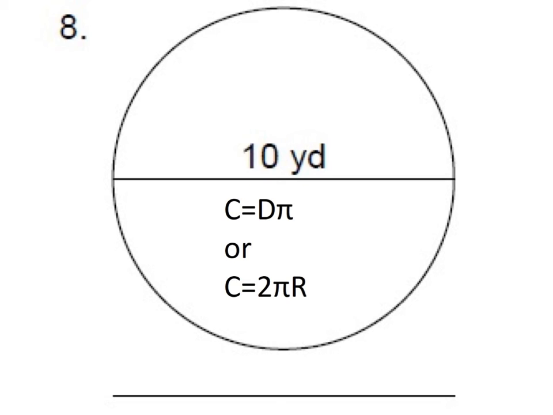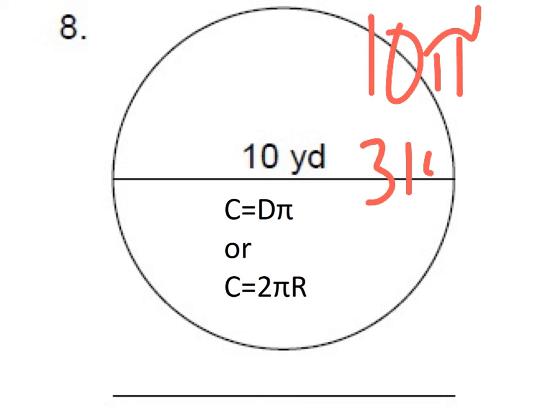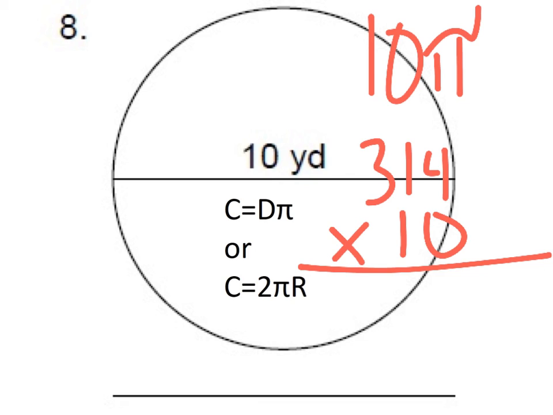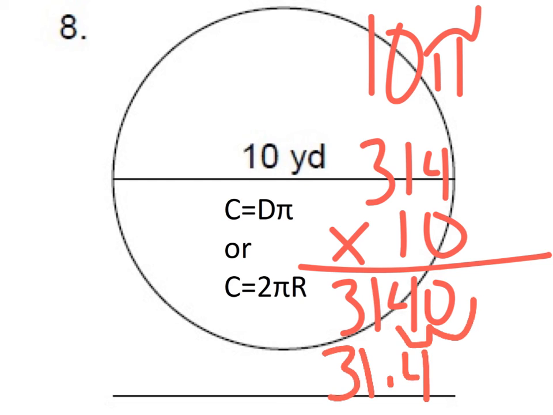Okay, same thing as before. 10 pi. 314 times 10. And if you're familiar with place value, that just means 3,140. And then since we moved the decimal twice to the right originally, we're going to move it twice to the left. So the answer is 31.40 yards as the circumference.